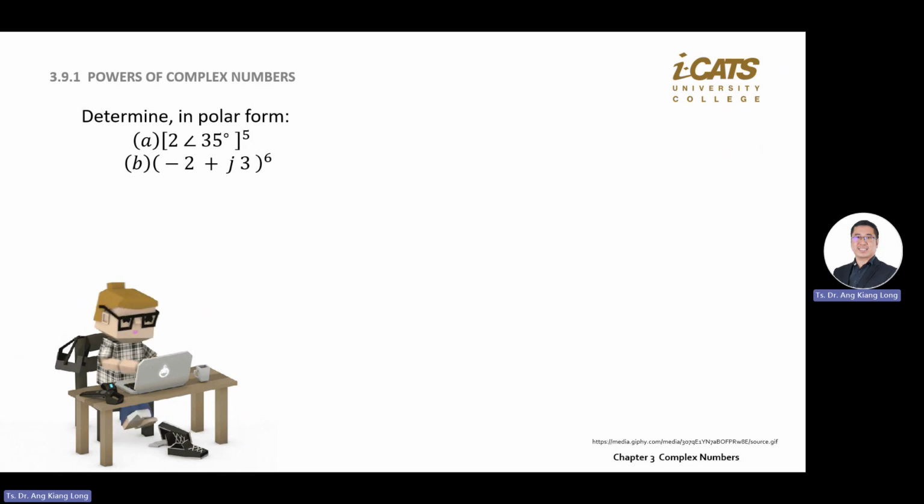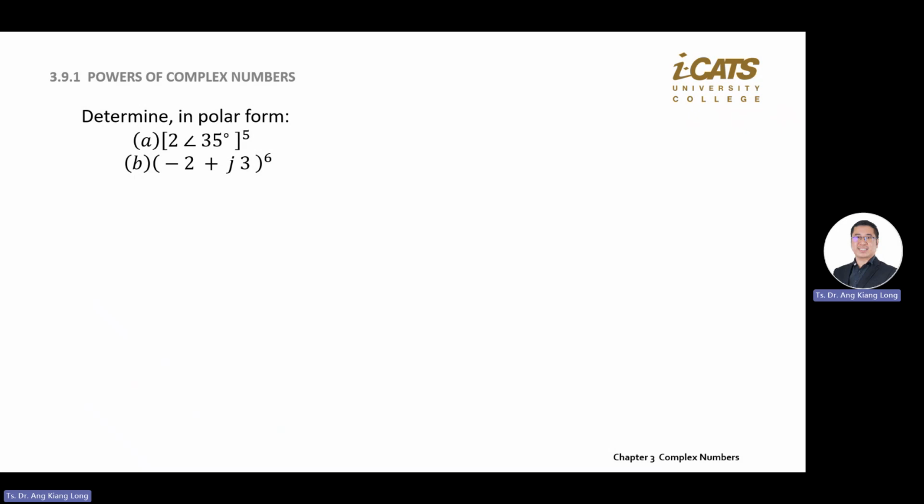Let's say you have -2 plus j3. This is in Cartesian. So how do you apply the DM theorem for the Cartesian? A, you already know. A is in polar form. You should be able to do it.